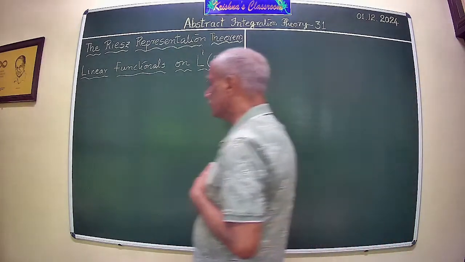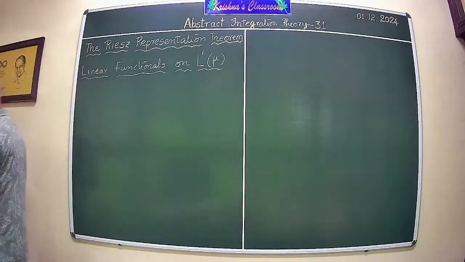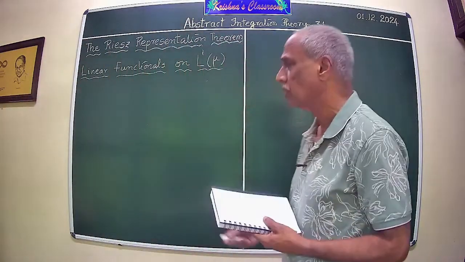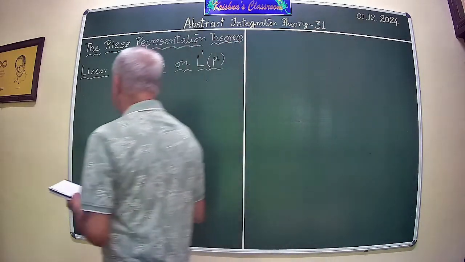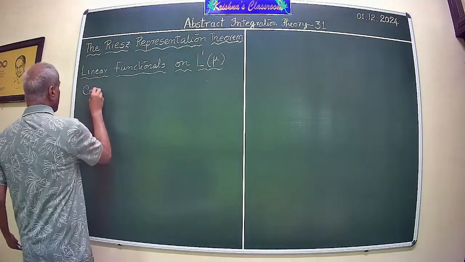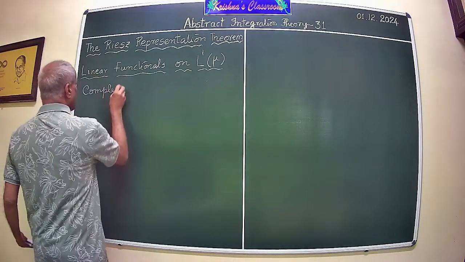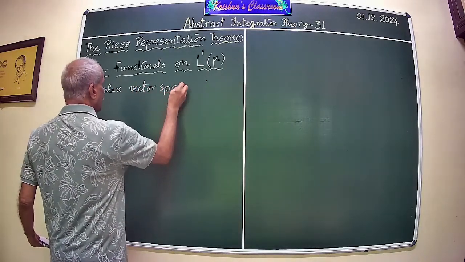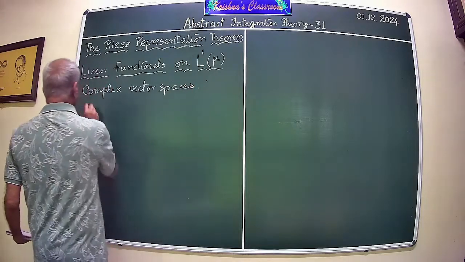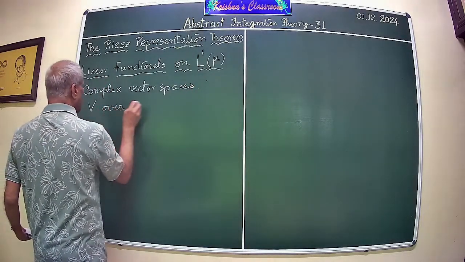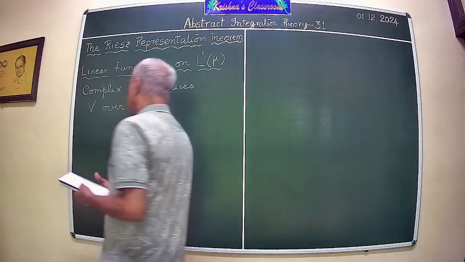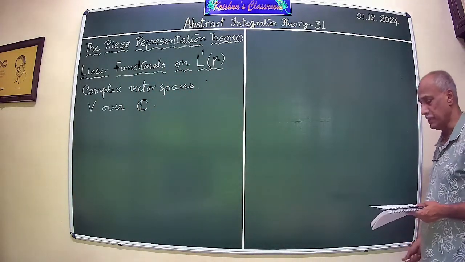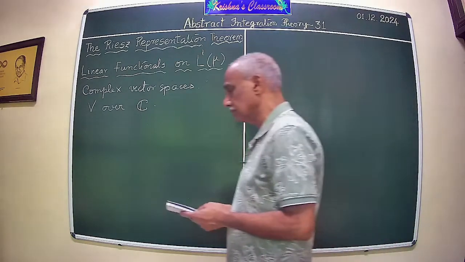We begin with the concept of vector space. We will just quickly recall what a vector space is. So we are interested in complex vector spaces, V over C. C is the complex field that we take. V is a linear space over the complex field C.